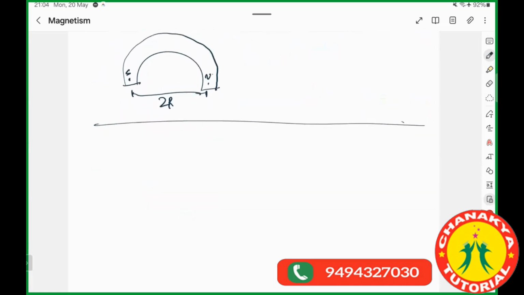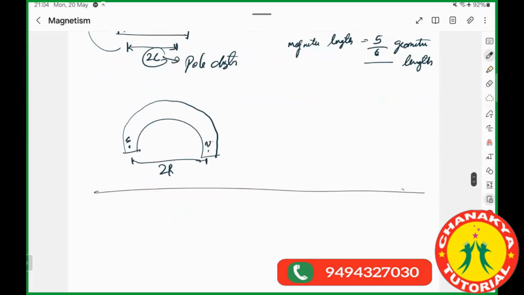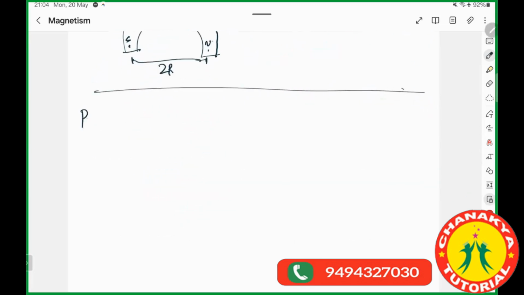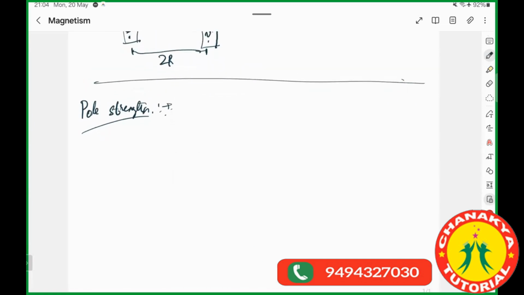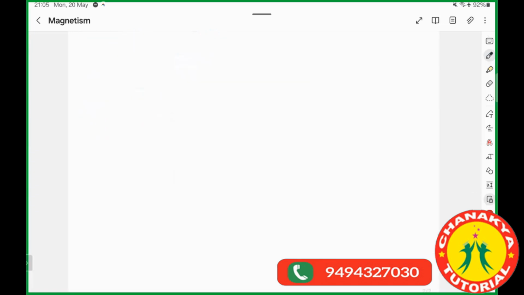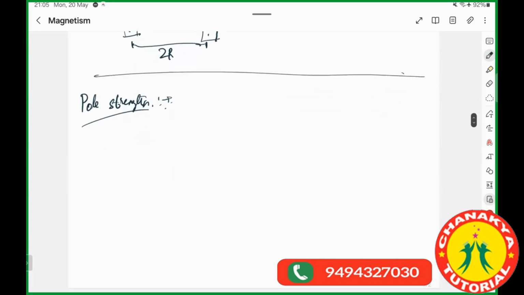Next is what we have discussed here, pole distance, and let's see, we'll say pole strength. Pole strength means... are you there, Aditi? Yes, sir. Can you hear me? No, I didn't. Just a minute, I'll just connect the Bluetooth.